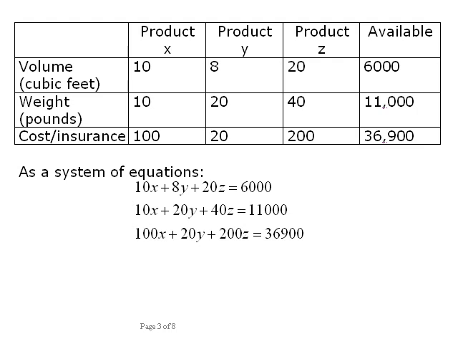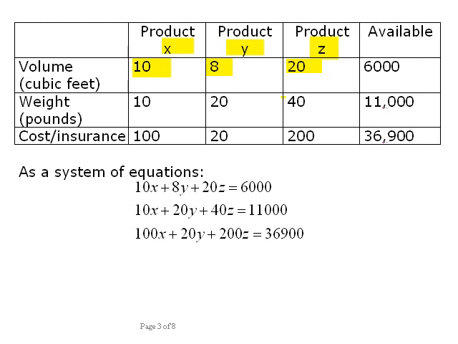This chart gives you the information about the products. So we have three products. I'm calling them X, Y, and Z. And product X occupies 10 cubic feet, one item of product X. Product Y only covers 8 cubic feet, and then product Z takes up 20 cubic feet, so it's bigger than the others.